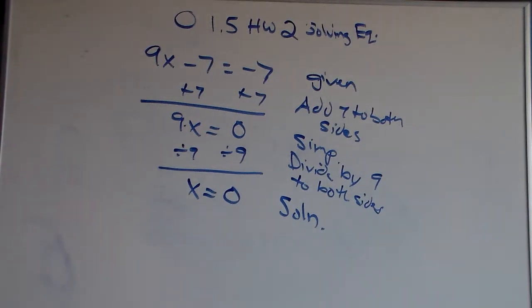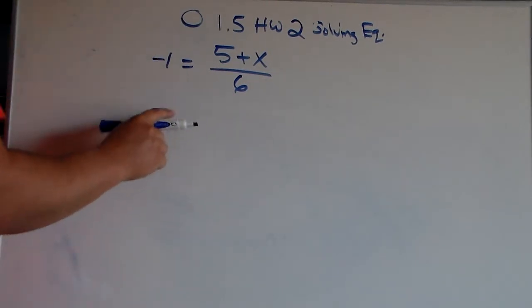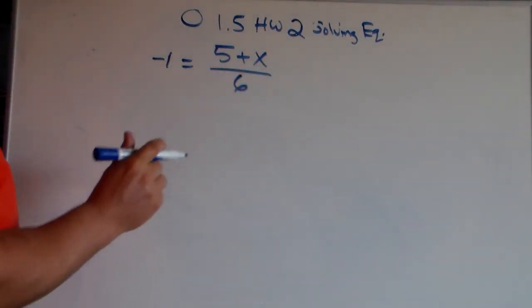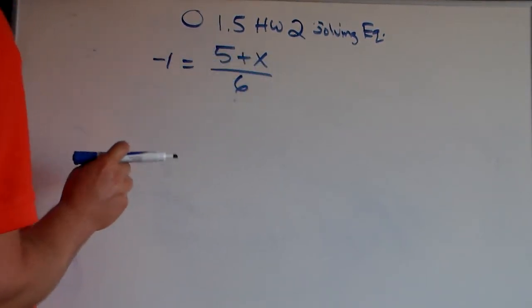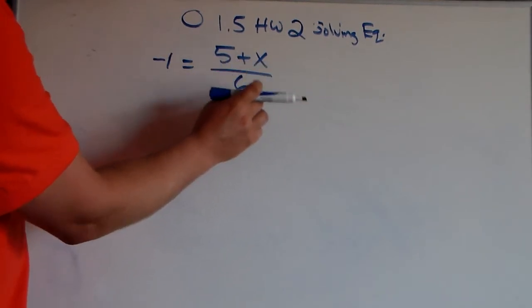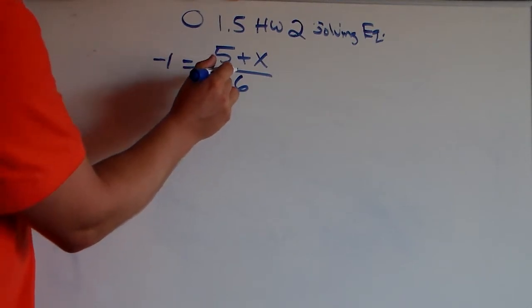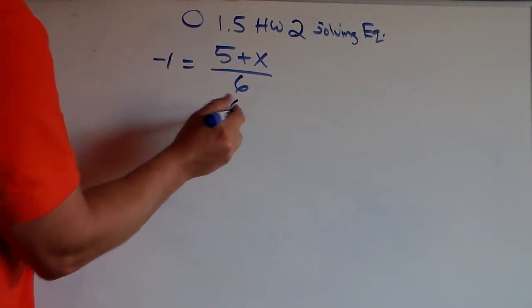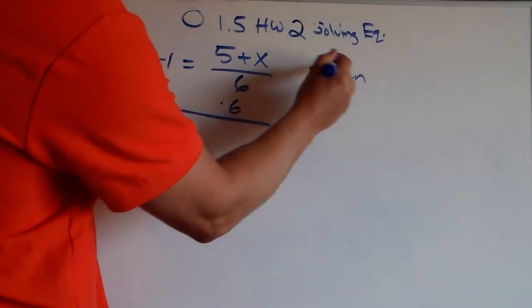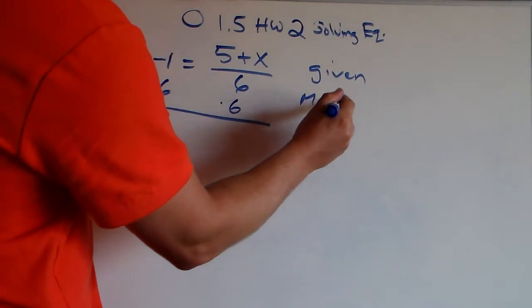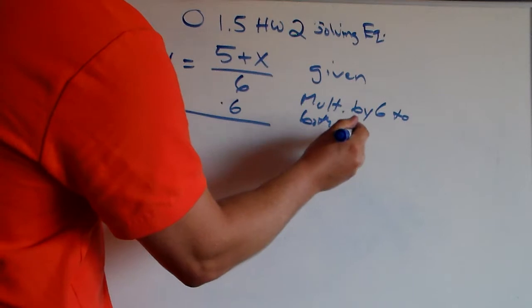Next up, we're going to do problem number 6. Alrighty, here's problem number 6. We have negative 1 equals 5 plus x divided by 6. Now notice here, the divide by 6 is attached to both the 5 and the x up here. So we have to first get that divide by 6 over to the other side. The inverse operation of divide by 6 is multiply by 6. So we multiply by 6 to both sides. So we have our given, our top line. Now we multiply by 6 to both sides of the equation.